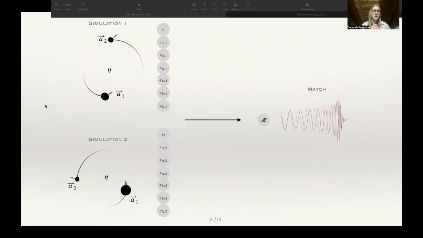Here is a diagram outlining this. We put in the symmetric mass ratio and each of the spin components for the first simulation, and the symmetric mass ratio and each of the spin components for the second simulation. And then we predict the match that would be between those waveforms.